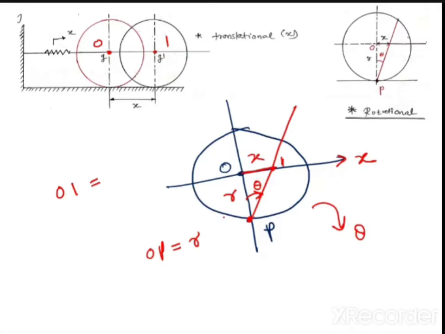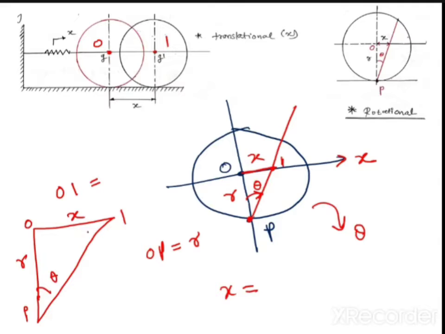Is it clear? Then if I draw a triangle here, how is my triangle? It is a vertical triangle. This analysis is very, very important. What is this angle? Theta. What is this point? O. P. And this is 1. So O1 is x, and what is this? R. Now tell me what is x?